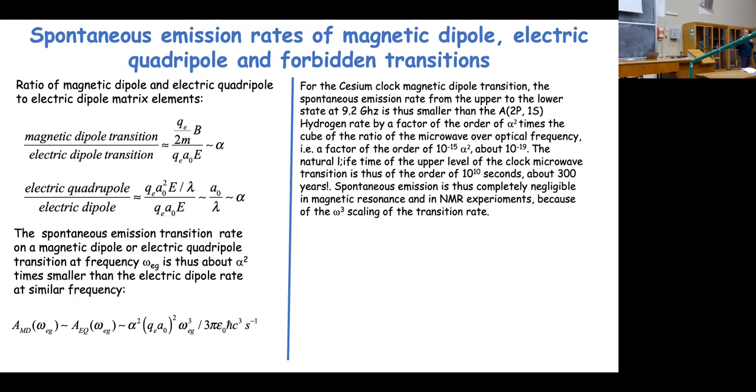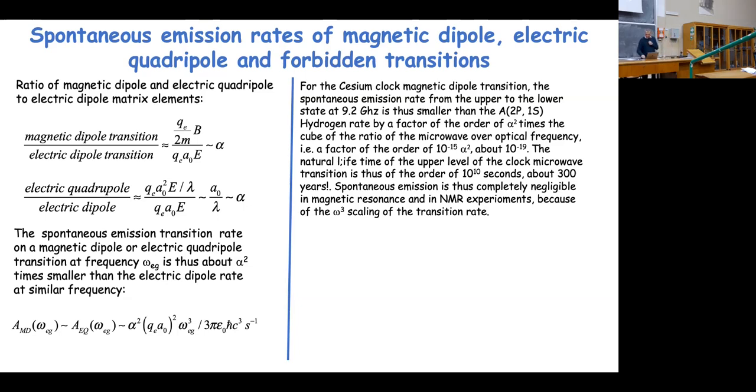This order of magnitude shows you that in magnetic resonance, spontaneous emission is completely negligible. You have other relaxation processes which are much more important, and you can completely neglect spontaneous emission. On the other hand, when you want to build a good clock, and I come back to what I already said, you need a very long lifetime, and then you need transitions which are forbidden for electric dipole and also forbidden for magnetic dipole, in which the spontaneous emission comes from higher and higher orders of the coupling between the atom and the field.